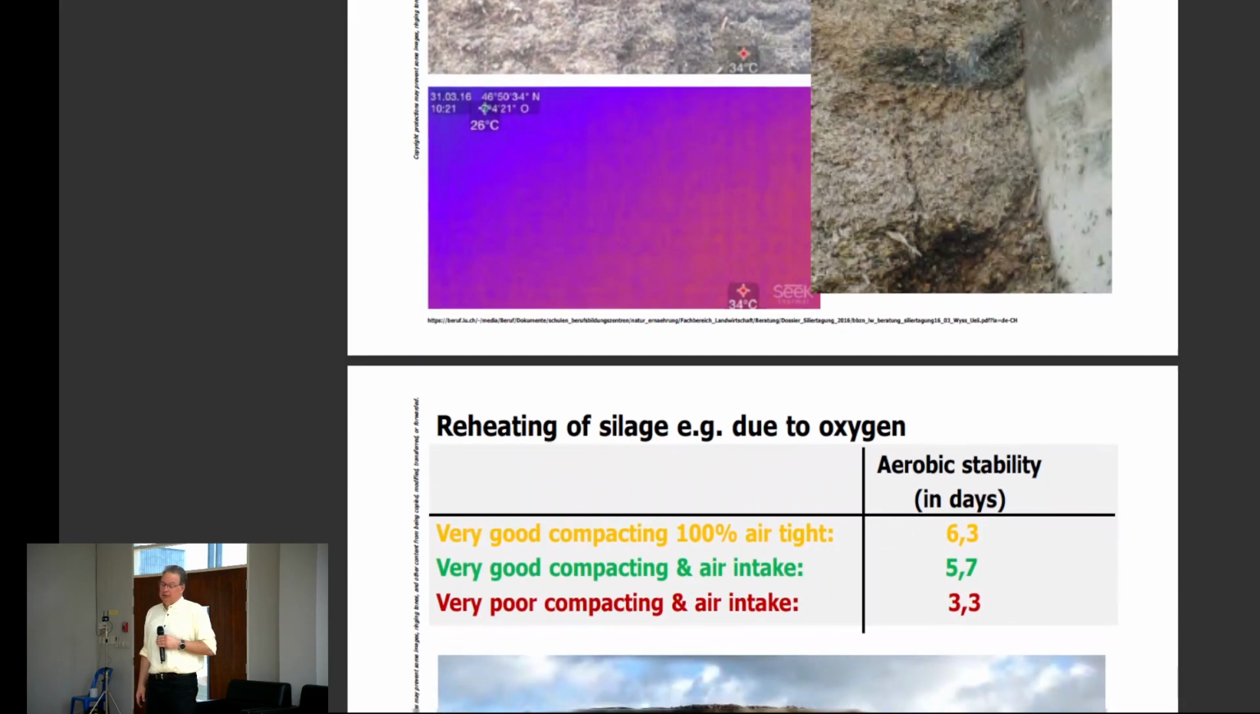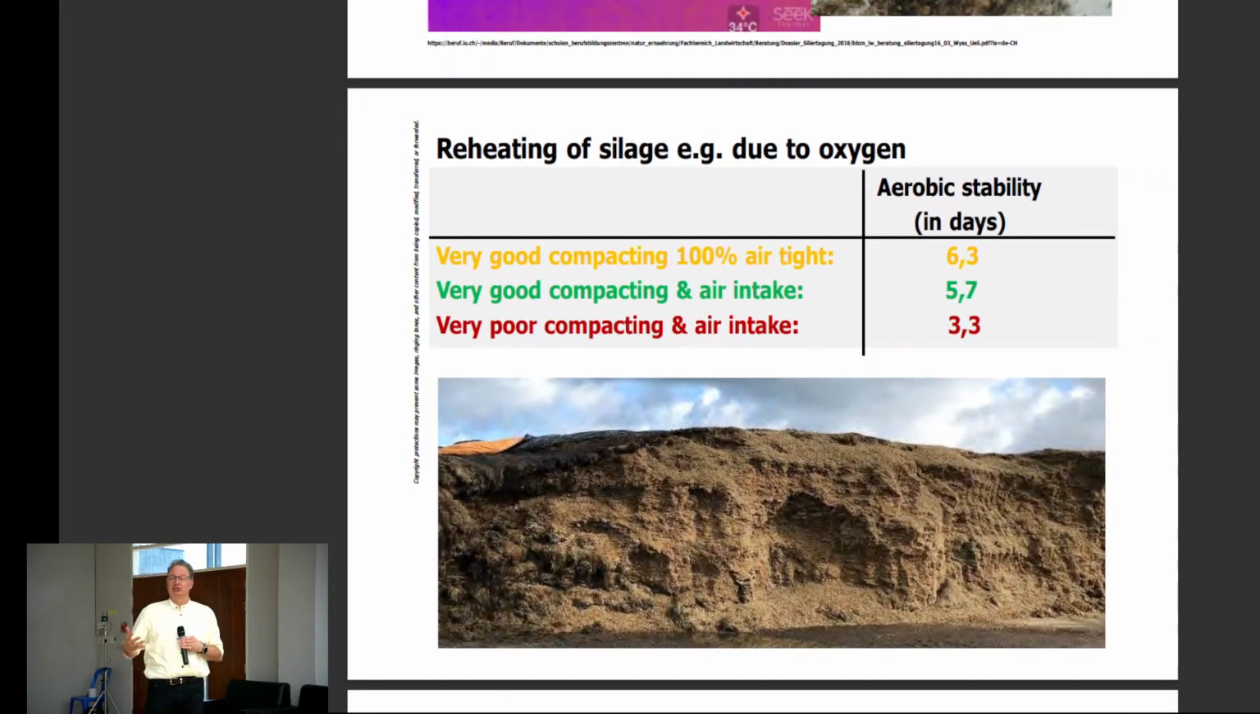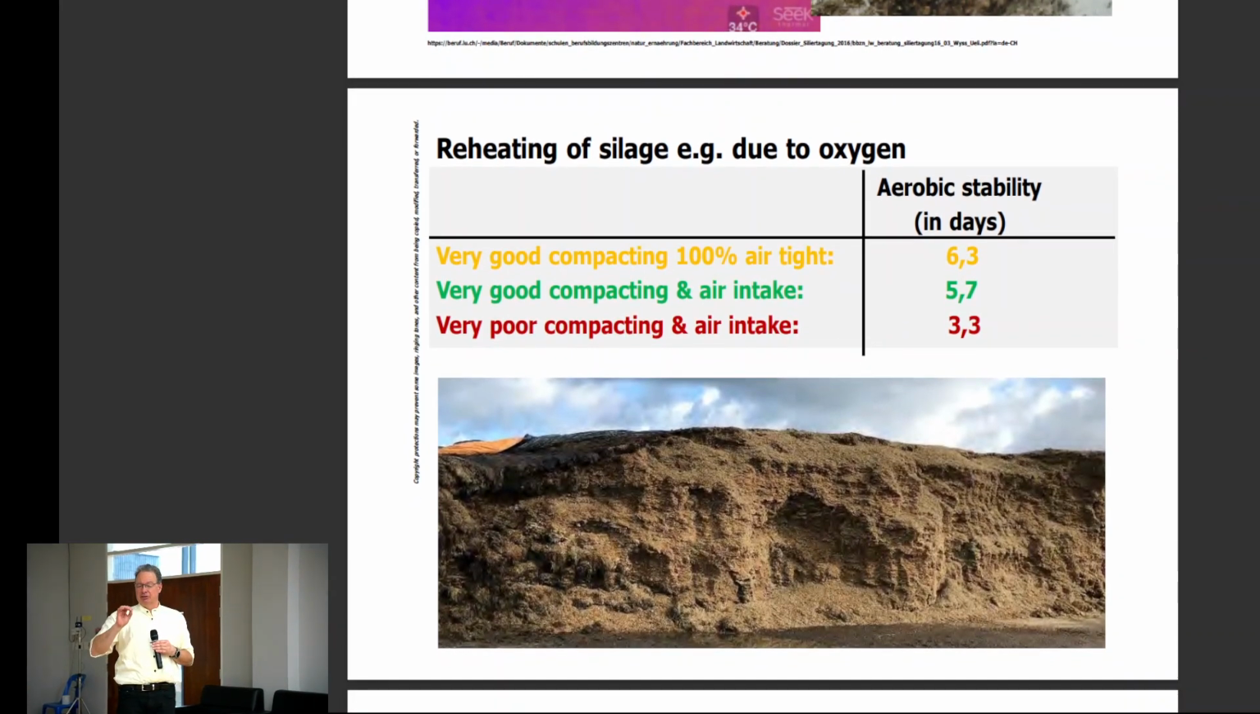And again, also when you open the silo, oxygen can move into the silo. I already told you, the silo starts to degrade again, or the forage. The more it is compacted, the more time you will have for aerobic stability.